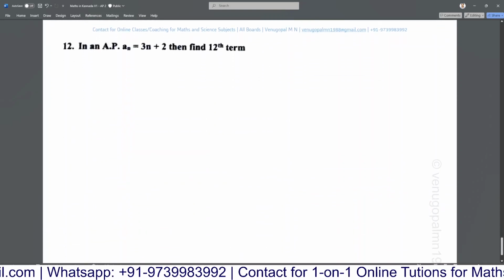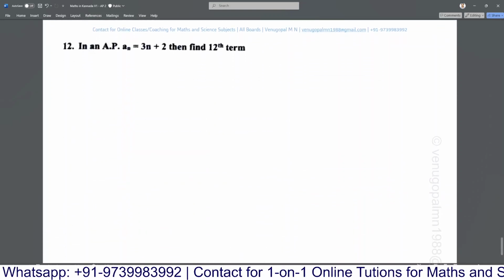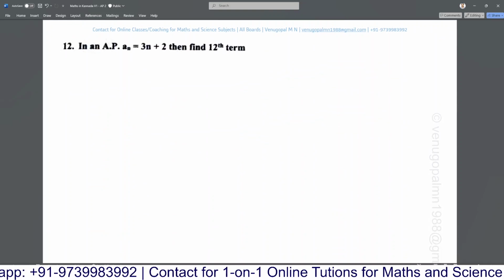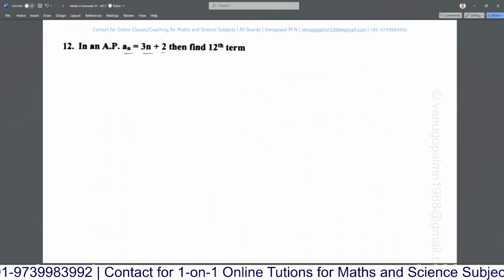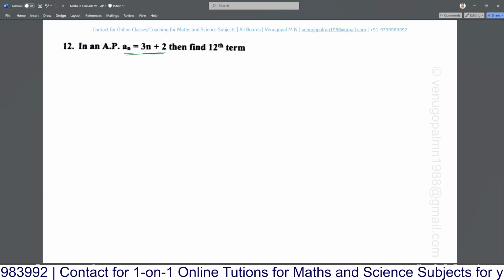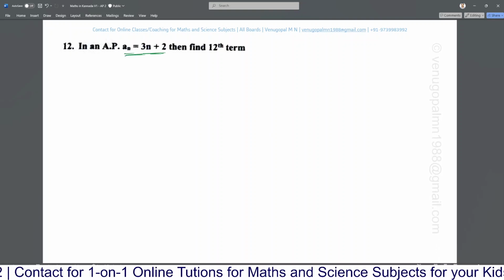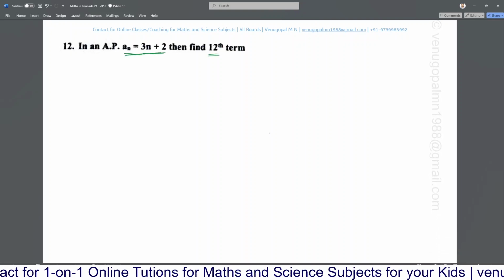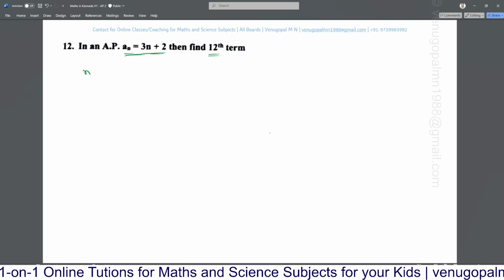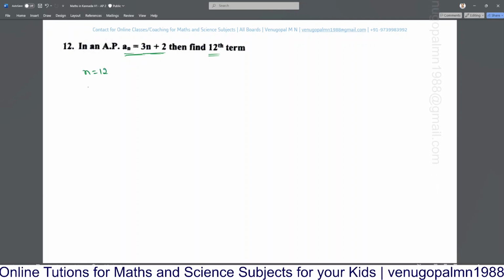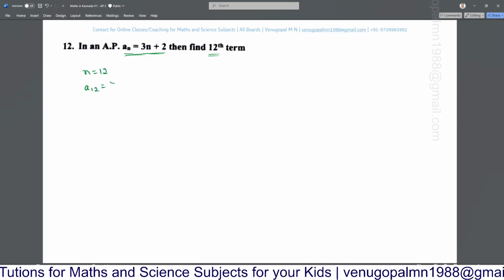So now moving on with the next example, which is A of N in an AP. A of N is equal to 3n plus 2. They have given the formula of A of N in this particular case. We have to find out the 12th term. So they have given N is equal to 12. We have to find out A of 12 is equal to what?